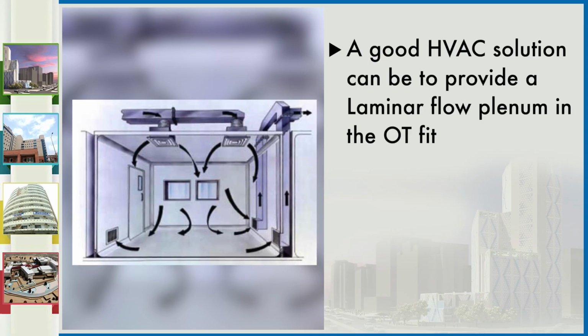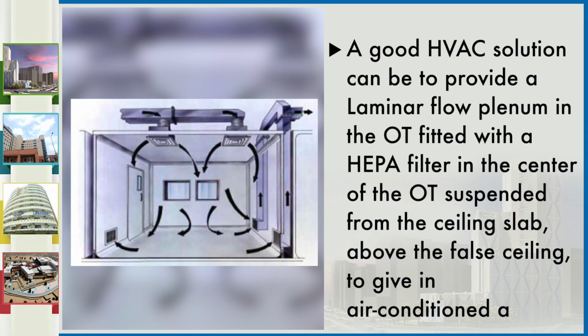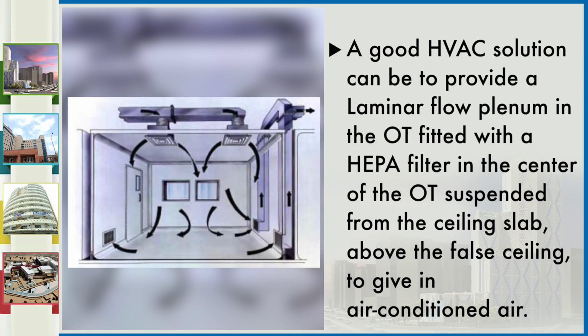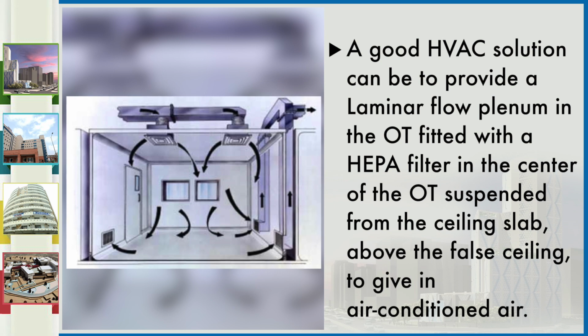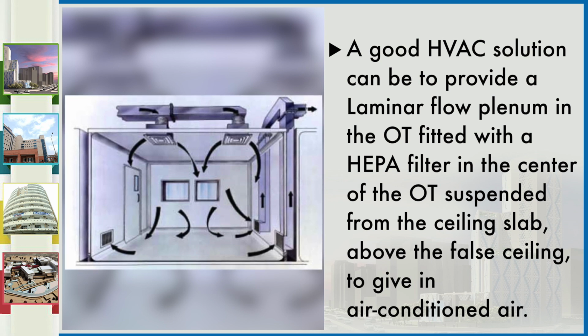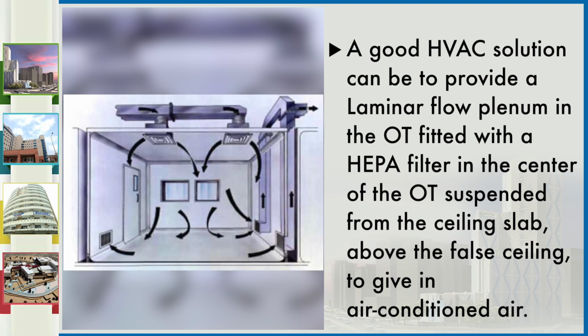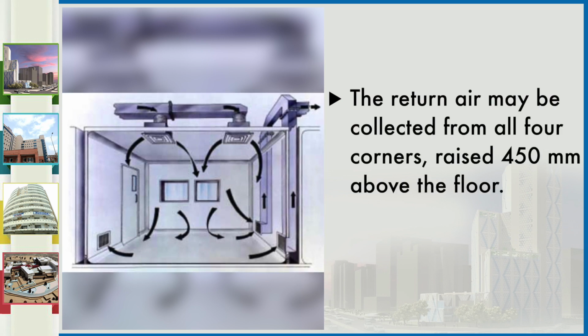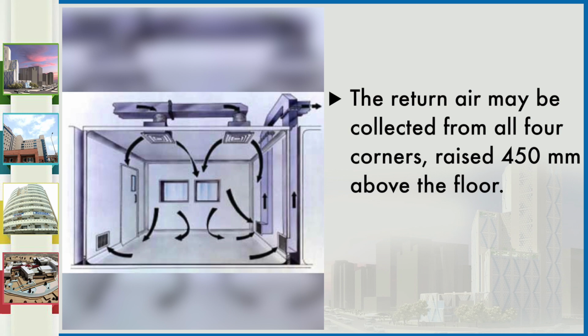A good HVAC solution can be to provide a laminar flow plenum in the OT fitted with a HEPA filter in the center of the OT, suspended from the ceiling slab above the false ceiling to give in the conditioned air. The return air may be collected from all the 4 corners, raised 450 mm above the floor.